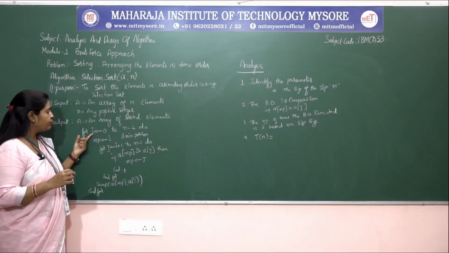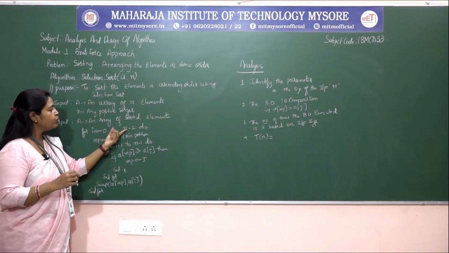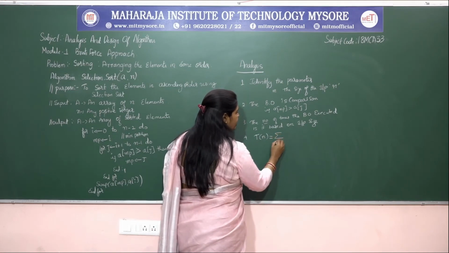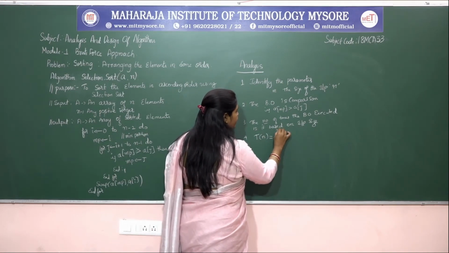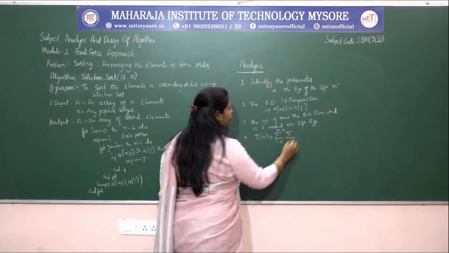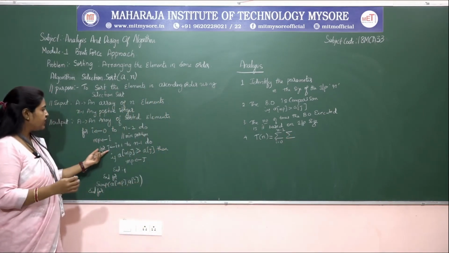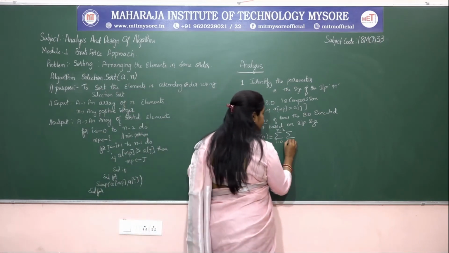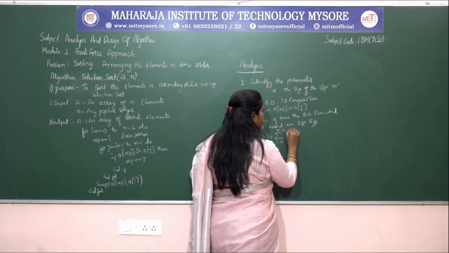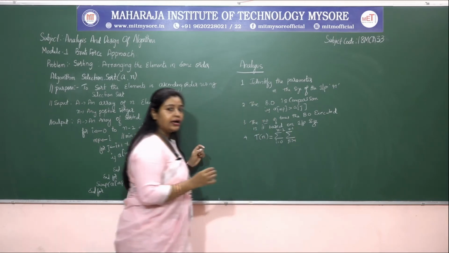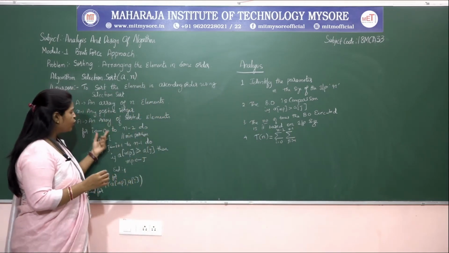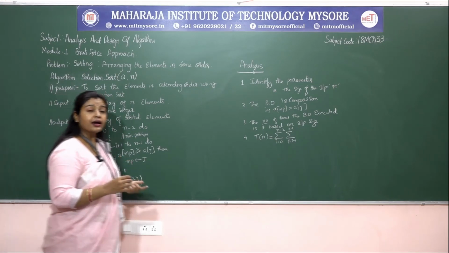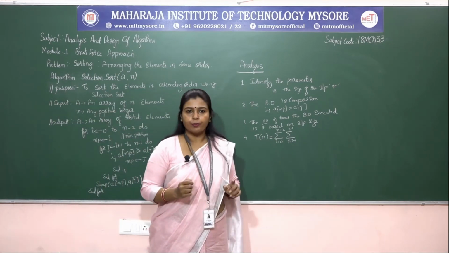The first one is i starts with 0 to n minus 2. Let me write the first summation, that is i from 0 to n minus 2. The second summation is j starts with i plus 1 to n minus 1. For each iteration of the loop we are going to execute the basic operation, that is the comparison operation.